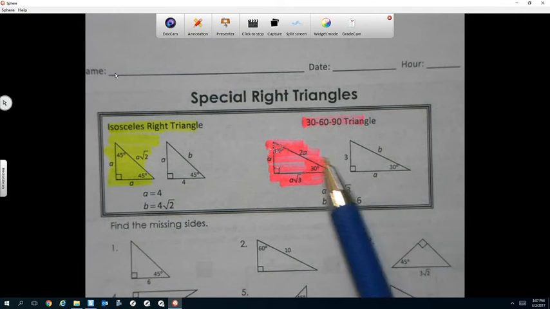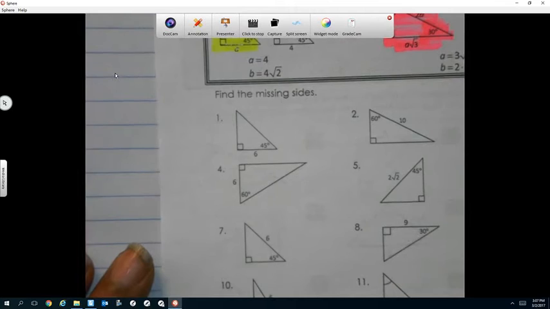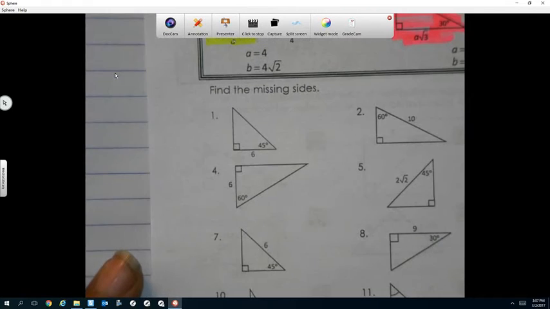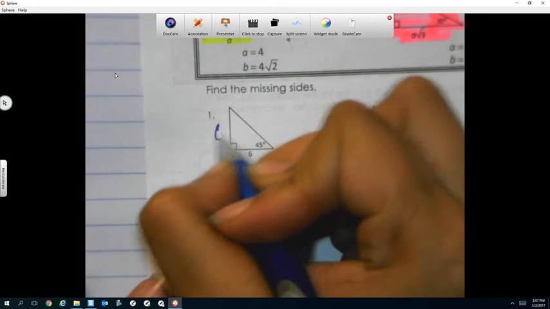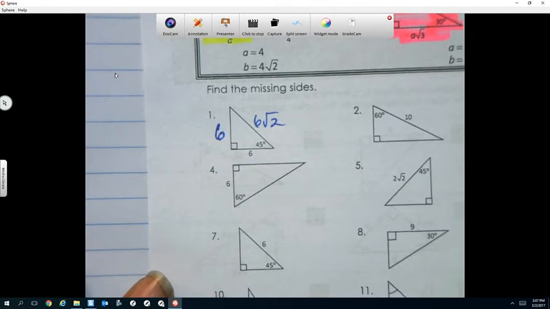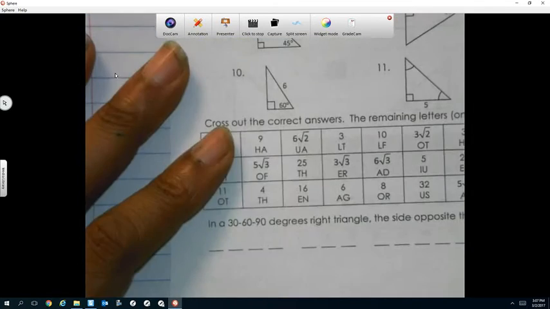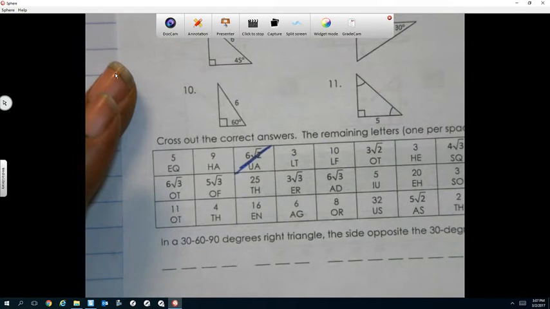And then this is our formula for our 30, 60, 90. We have to see a 30 or 60. So on number 1, real simple, we have a 45, so 6, and then 6 root 2. Okay, so if you get the answer to the sides, when you go down here, you cross out the answers you got, both sides. So we cross out 6 root 2, and we cross out the 6.